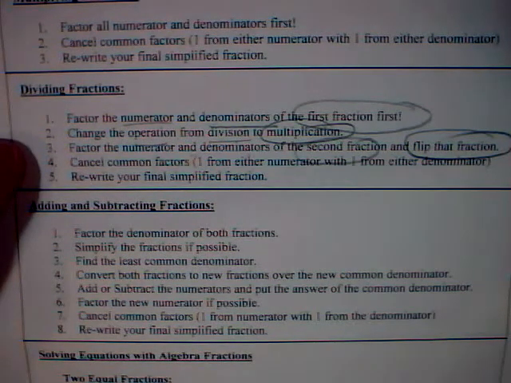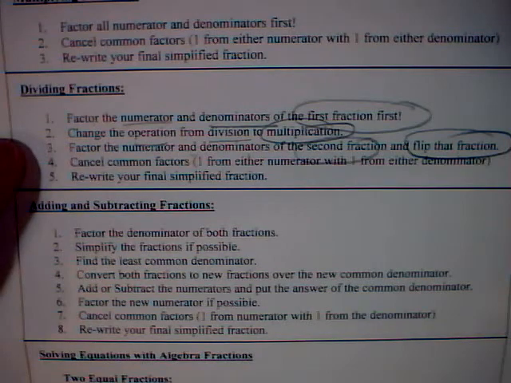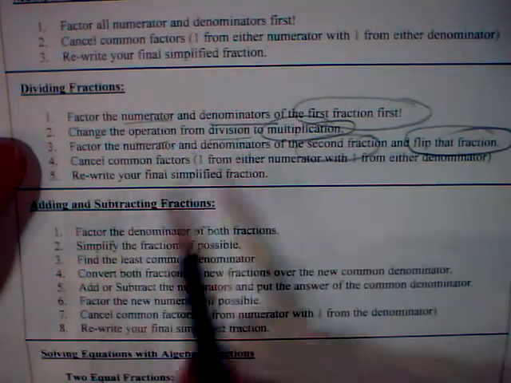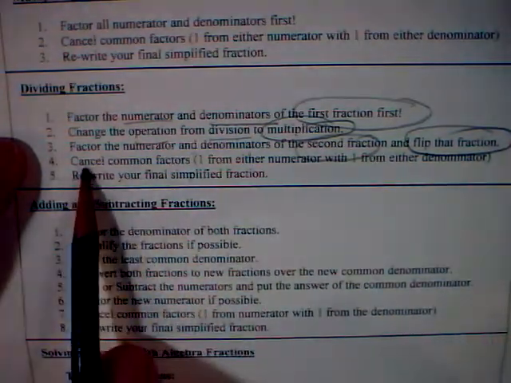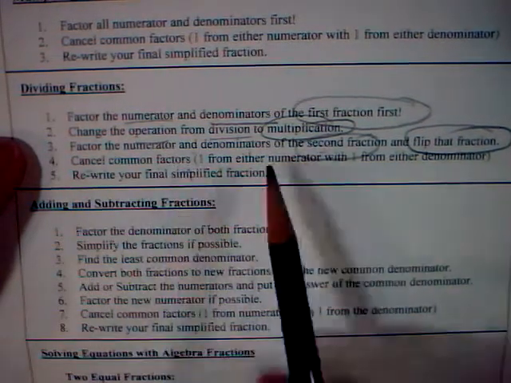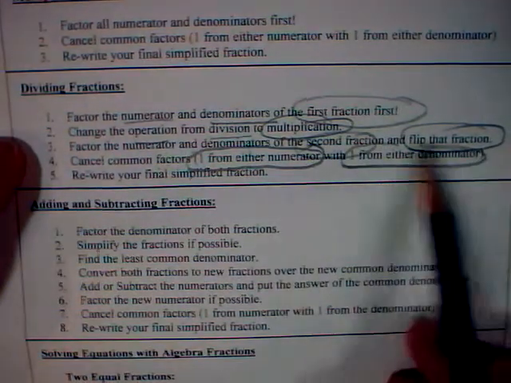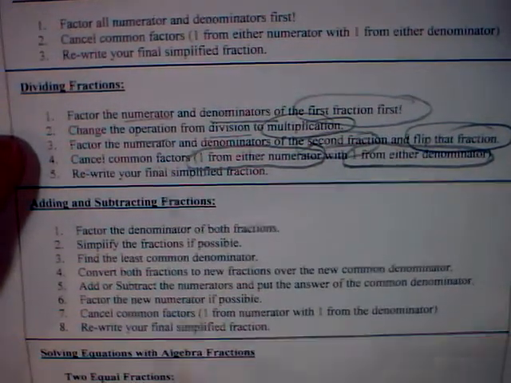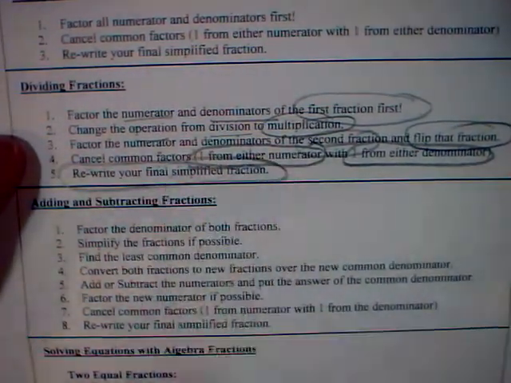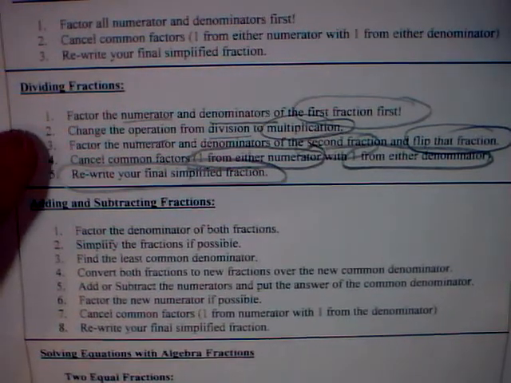Once you have that, you basically have a multiplication problem like we did in the previous problems. So here we're going to cancel common factors, and again it's only one from either numerator with one from either denominator. And once you've done that, now you can just rewrite your final answer. Okay? So let's look at a couple examples.